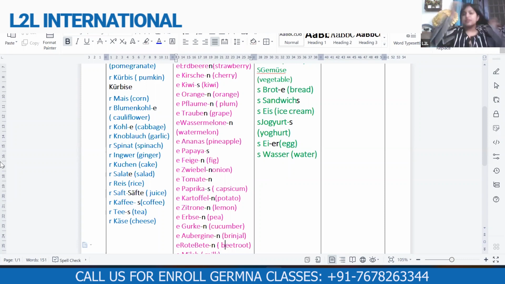Yeah, richtig. So Feige, die Feigen, die Zwiebel, that is onion, and die Zwiebeln, like we add an L and then N, that is onions. Tomate, Tomaten, that is the plural. Okay, the next three, Ashwin: capsicum, potato, and lemon, bitte.